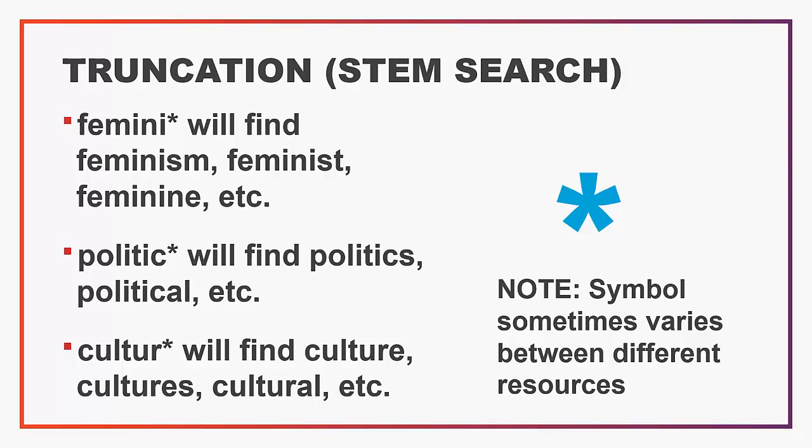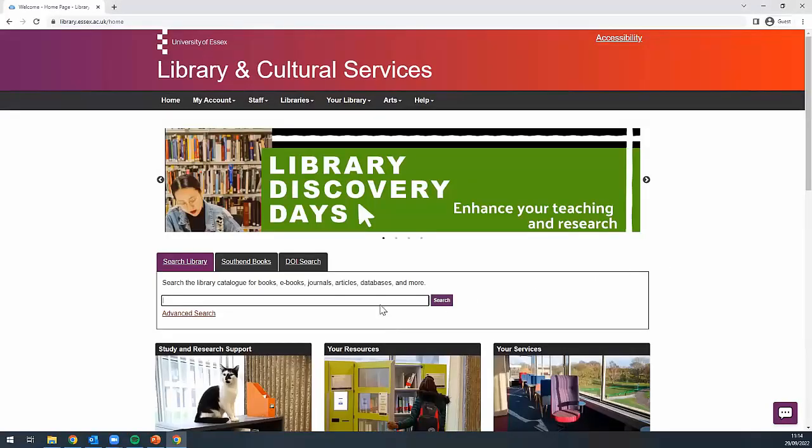When searching for culture, for example, we could replace the final E of the word with an asterisk, and this will instruct the database to show results for different variations of this word, including culture, cultures, cultural, and so on. We're going to look at how to do this using the library search again and search for nation. Going back to the library homepage, I'm going to search for nation in the search box.